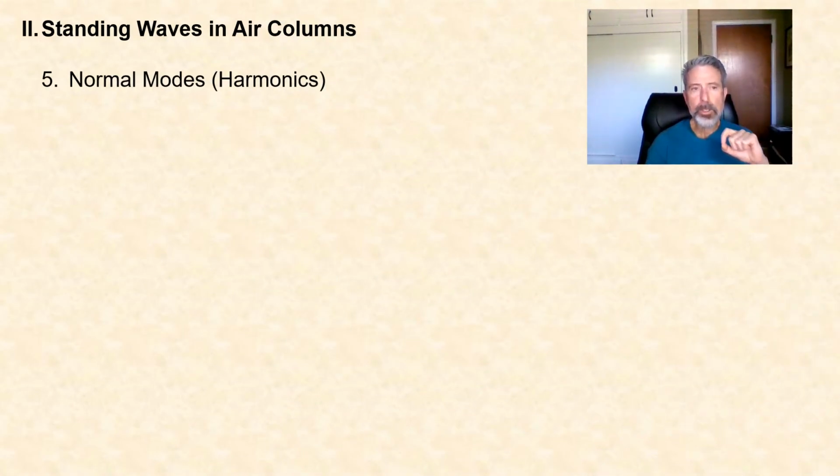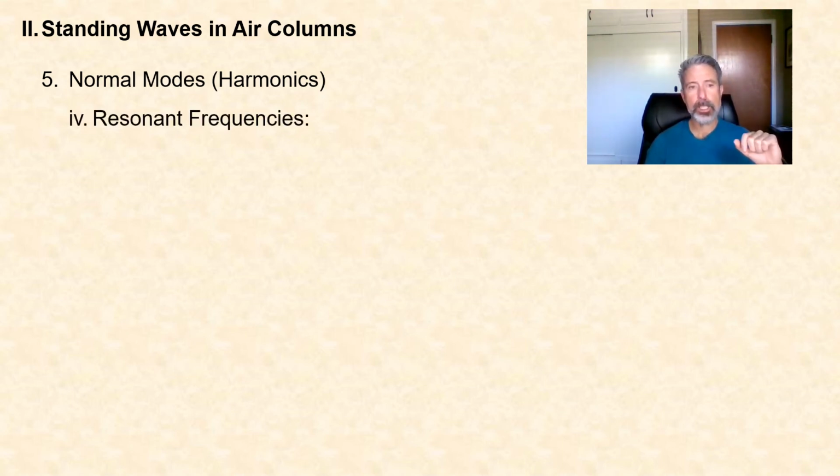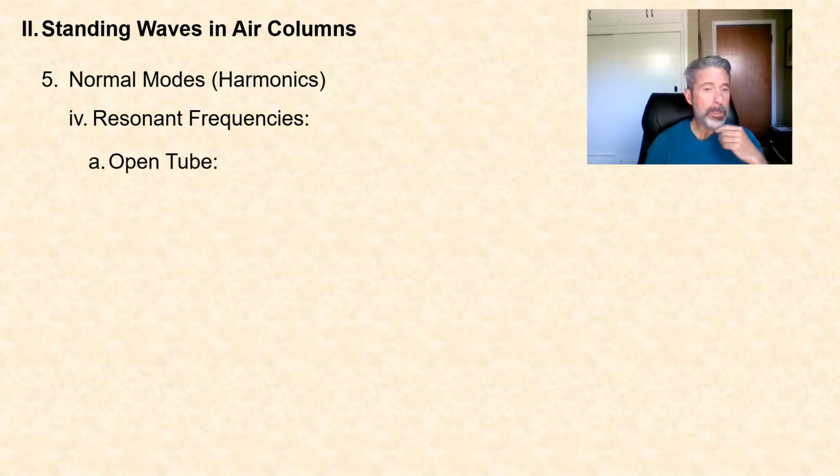So from the resonant wavelengths on the previous slide come the resonant frequencies that we'll derive on this slide. Of course we have both open tube and closed tube instruments, so we really have two conditions to be able to arrive at the resonant frequencies, depending on what type of wind instrument you've got.